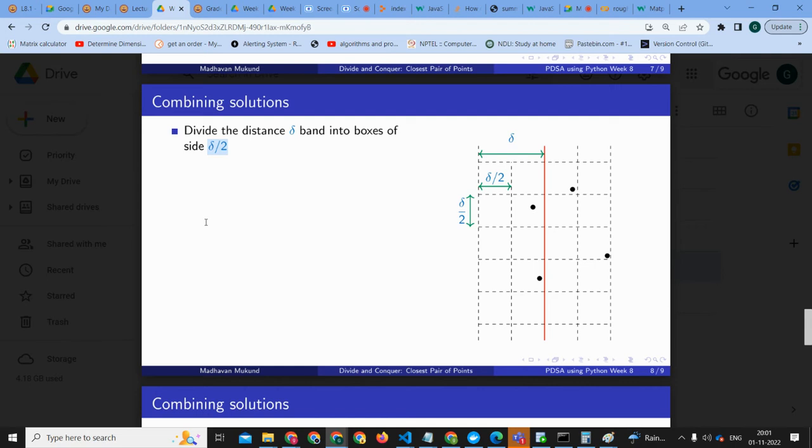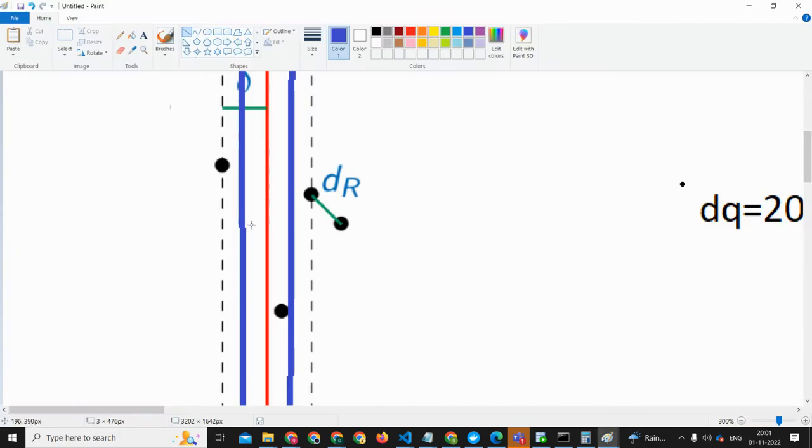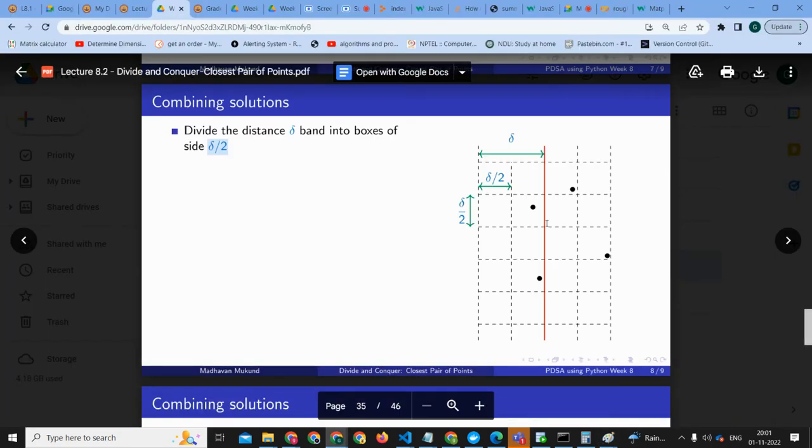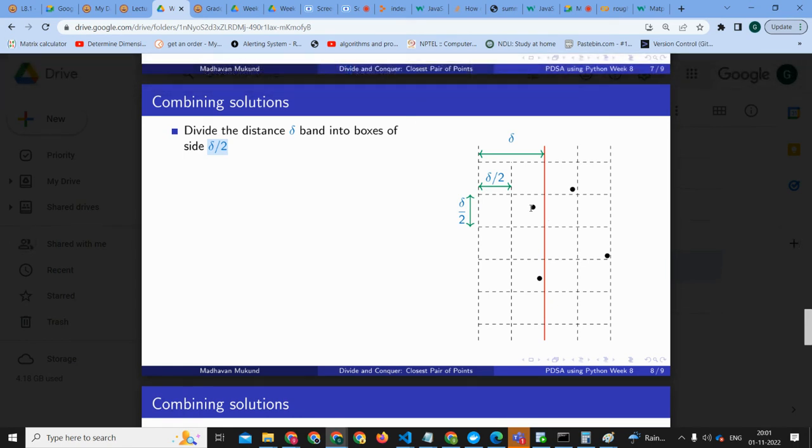Next, I think we are zooming in onto that delta strip. That's what I'm doing here. We are zooming in onto the delta region, and then we are dividing the delta by 2. I mean, the left-hand side delta by 2 and the right-hand side delta by 2.